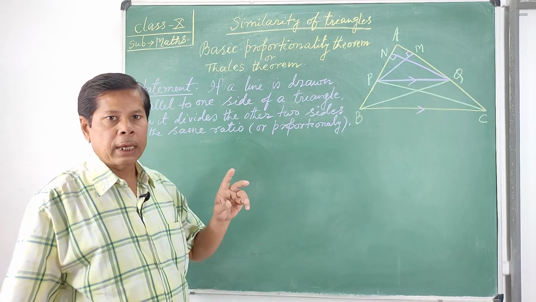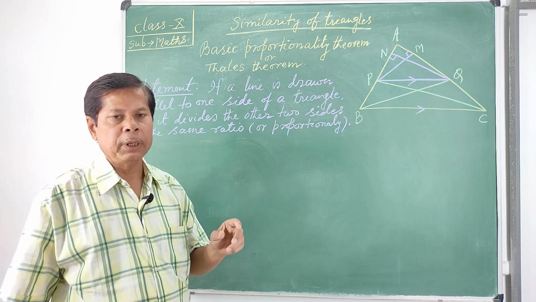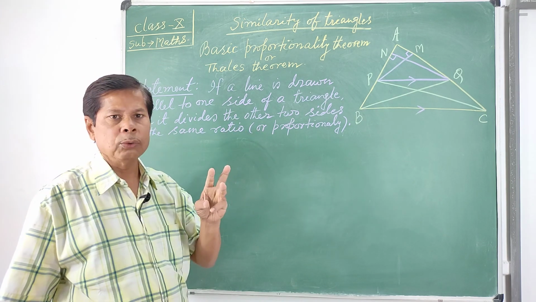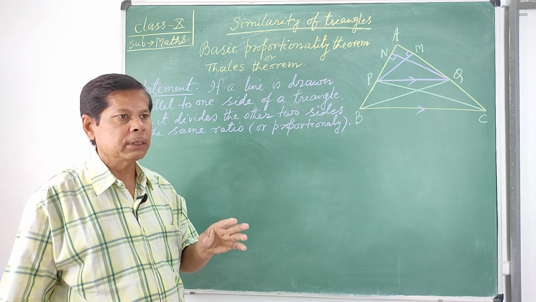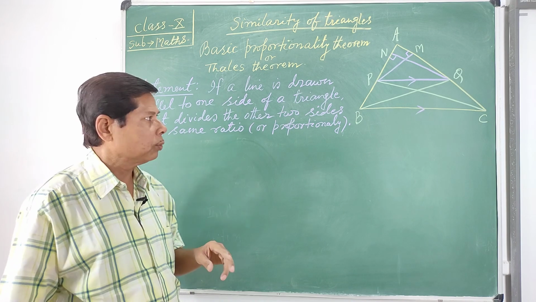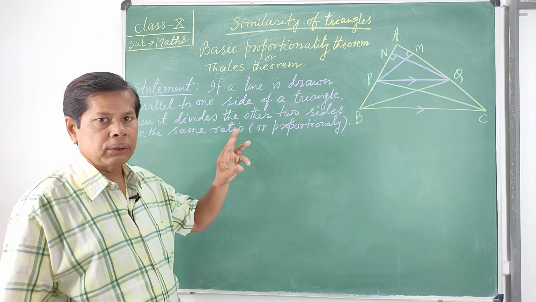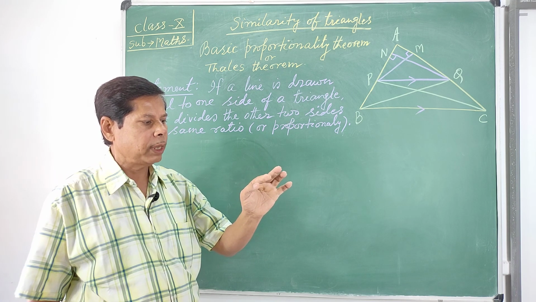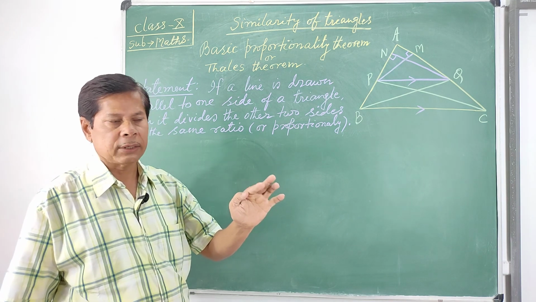Everyone, last day we discussed the fundamentals of the chapter Similarity of Triangles, and three rules were discussed. The three rules are SSS, AAA and SAS.